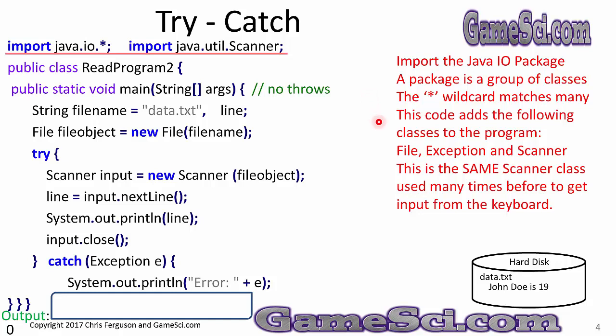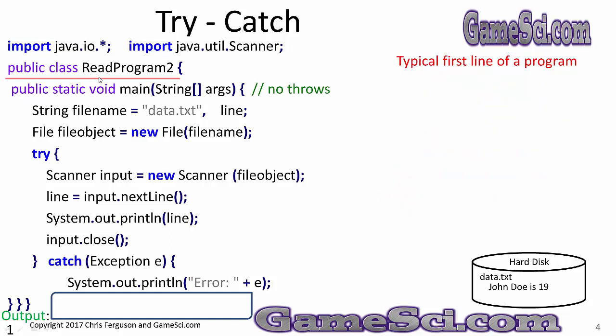In this case, we're going to need access to the File class and the Exception class. The code adds the following classes to the program: File, Exception, and Scanner. This is the same Scanner class used many times before to get input from the keyboard. Typical first line of the program. I called it ReadProgram2 this time because it's a second example of a program to read from a disk file.